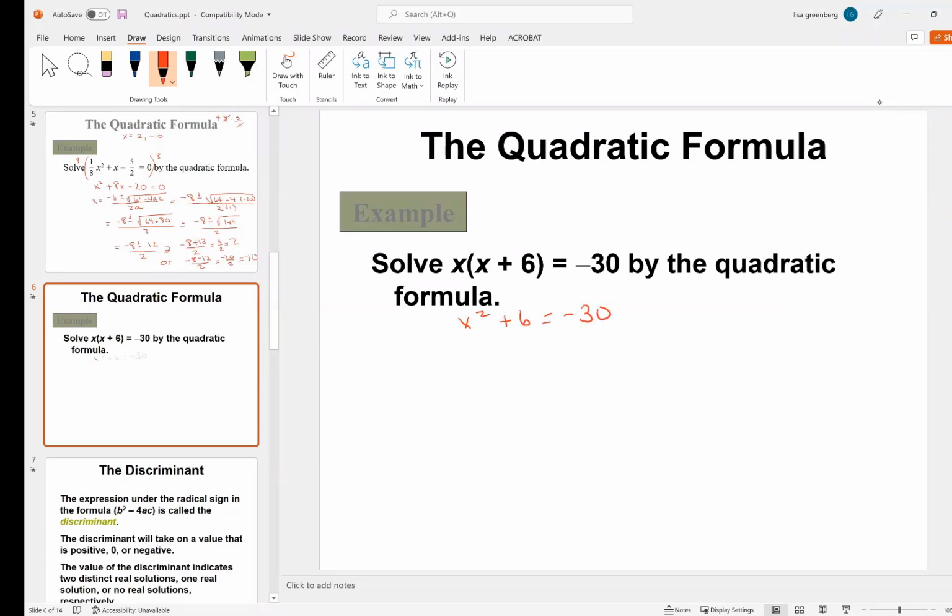Mhm. And then what can I do next? Can I use the quadratic formula now? No, also, wouldn't that be 6x? Oh, I'm sorry, 6x. You're right. Sorry about that. Yes. Can I use it now? No, because it's not equal to 0. Exactly. The reason I can't is because the other side is not 0. So I'm going to add 30 to both sides. I'm going to get x squared plus 6x plus 30 equals 0. And now I can use the quadratic formula on that.